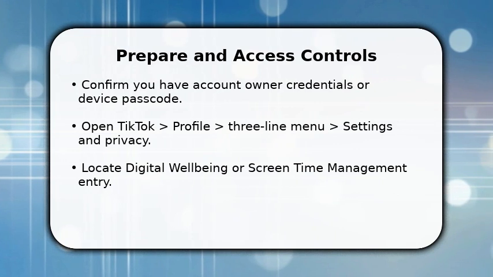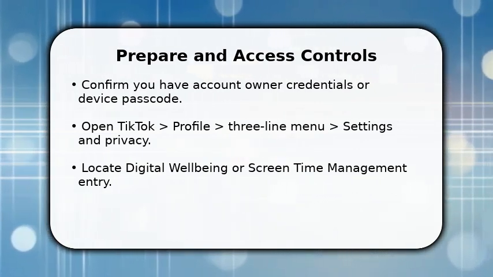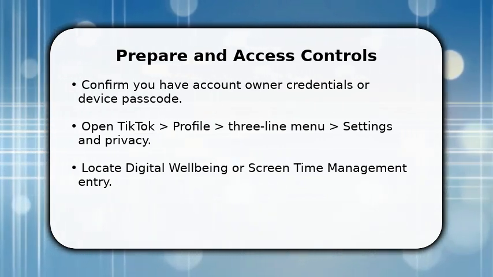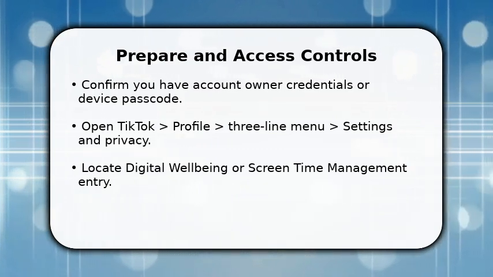Next, find Digital Wellbeing or Screen Time Management in the list. It might be nested under Content and Activity. This first step reveals the controls you'll toggle. Do it now so you can proceed to unlock or remove limits in the next stage.